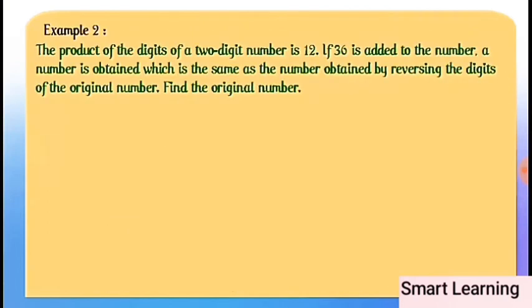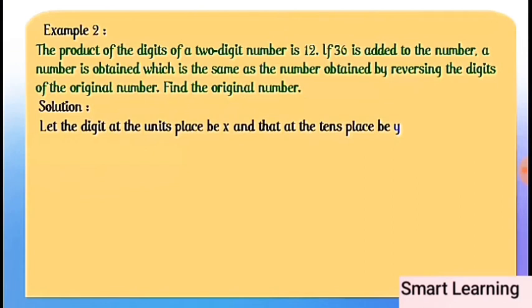Let's take the next example. The product of the digits of a two-digit number is 12. If 36 is added to the number, a number is obtained which is same as the number obtained by reversing the digits of the original number. Find the original number. Let's solve this.